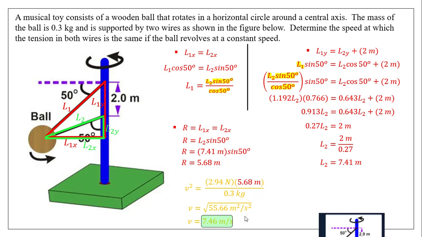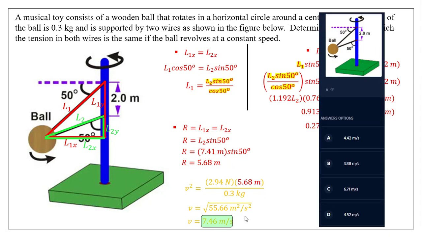Okay. However, here's the thing. On Pearson, choices A, B, C, and D don't match what I got. C is the closest, but it's still a bit off. It says 6.7. I got 7.46. If you kept up with the work, feel free to let me know in the comments if I goofed anywhere, and I'd be happy to redo my video.